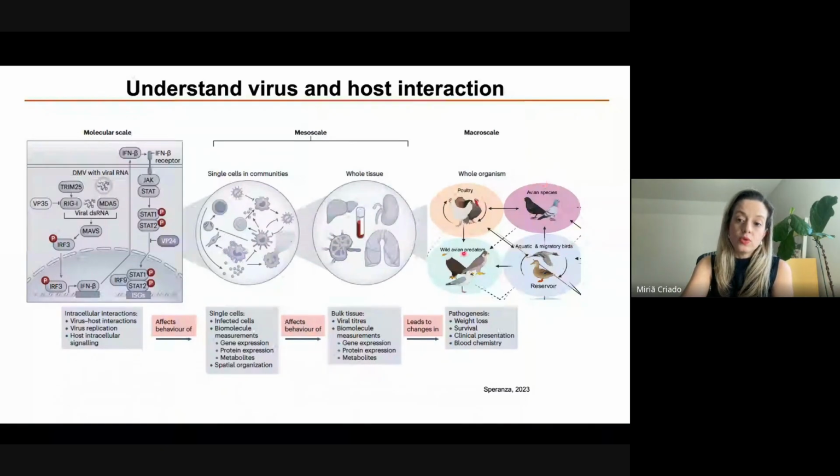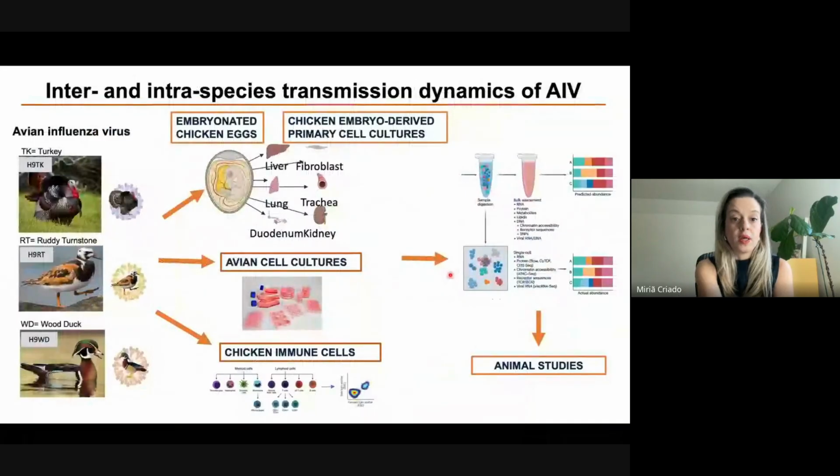But we can also work not only with whole animals. We can do mesoscale work, looking through whole tissues. We can try to characterize single cells and go in depth to understand some pathways that are modified, downregulated, or upregulated, to later understand how this has been going on in the whole organism. My lab has been doing a lot of work related to inter- and intra-species transmission dynamics of avian influenza.